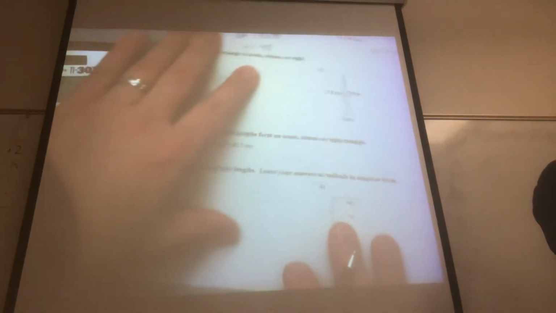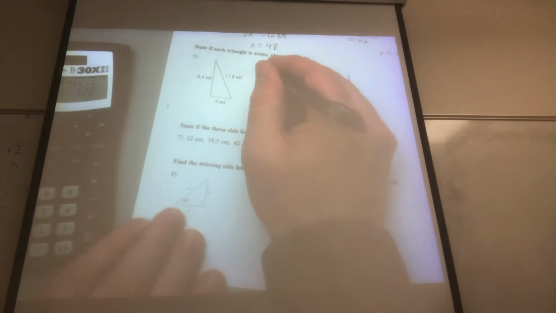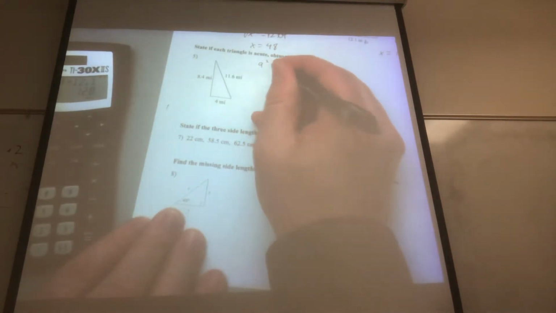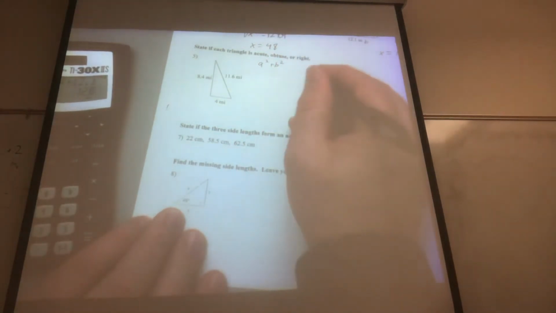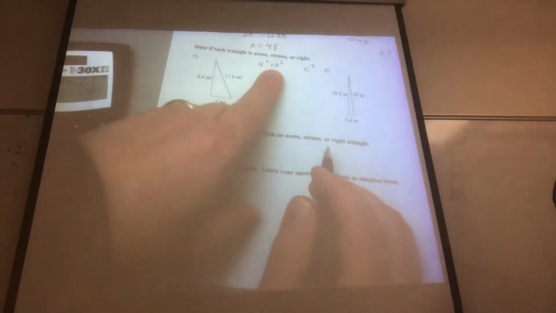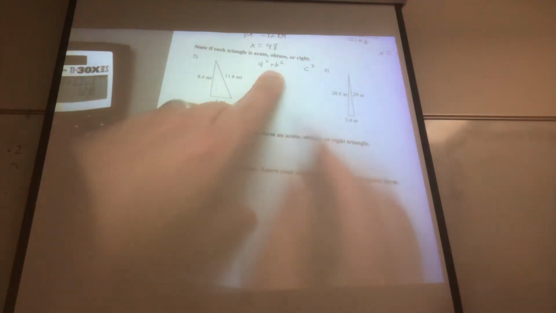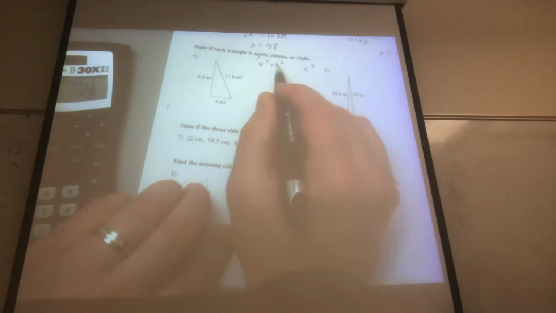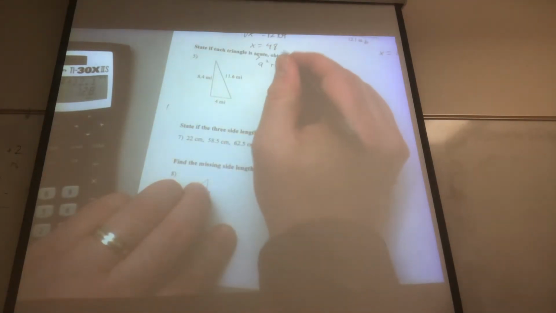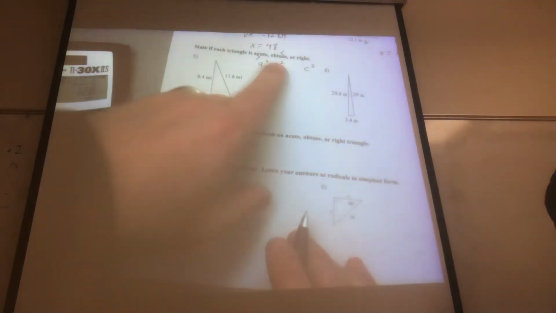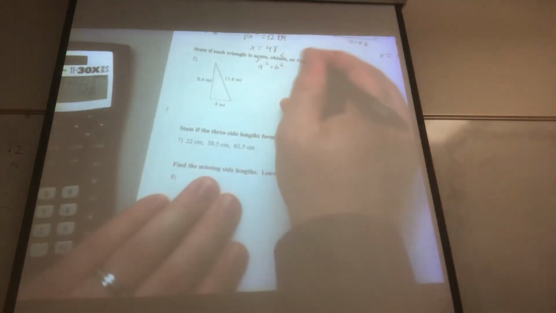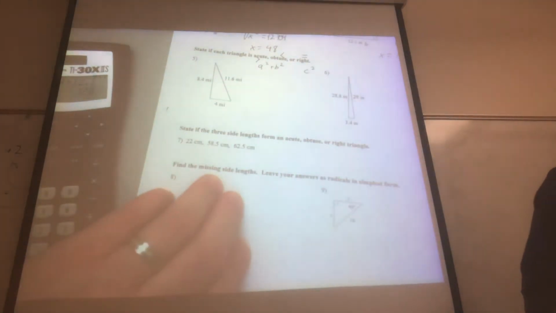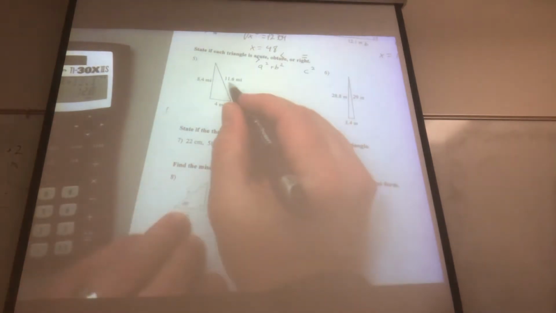On this one, state if it's acute, obtuse, or right. All we're going to do is a squared plus b squared, and then we're going to do c squared. If a squared plus b squared is greater than c squared, that's acute. If a squared plus b squared is less than c squared, it's obtuse, and if they are equal, it's a right triangle.